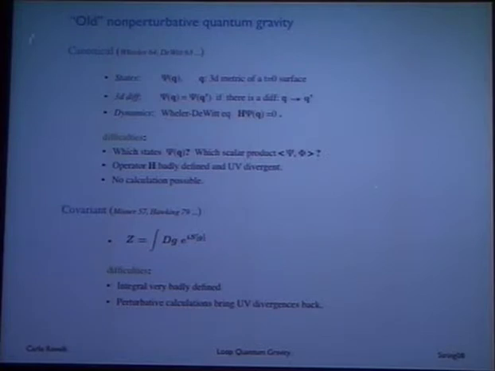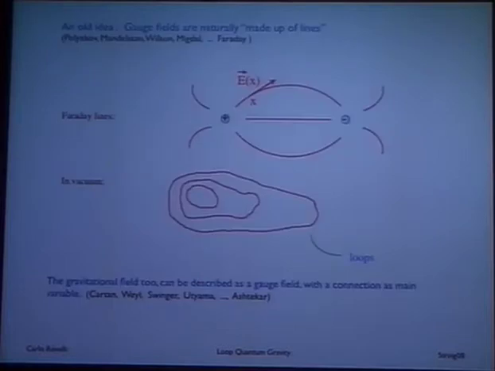If you try to compute there, you don't get anything, or if you expand around some background, you get back all the ultraviolet divergences. So in a sense, you can view loop quantum gravity as a way of doing all that to a level of precision where you can start computing and getting numbers out of these expressions.